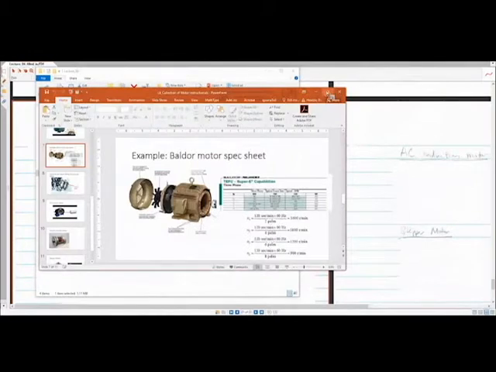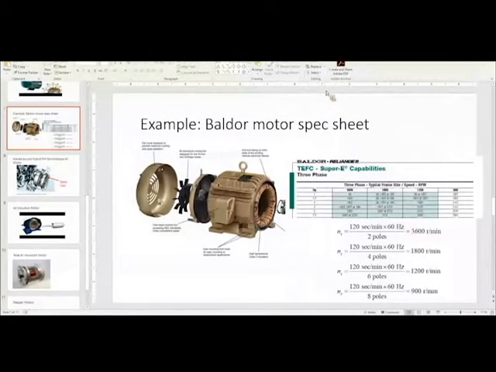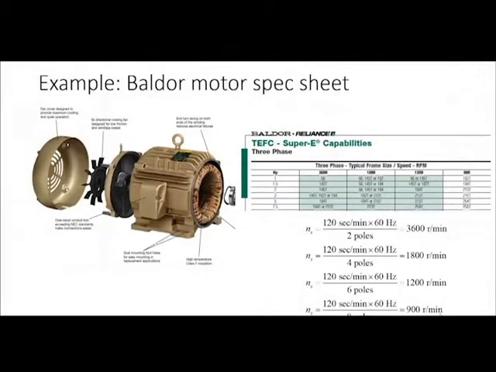At the end of class on Monday, we looked at just a motor spec sheet here. This is Baldor, which is a gigantic motor company, but they sell AC synchronous motors for three-phase power systems, with motors at 900 RPMs, 1200 RPMs, 1800, 3600 RPMs, and that's based purely on the number of poles per phase.